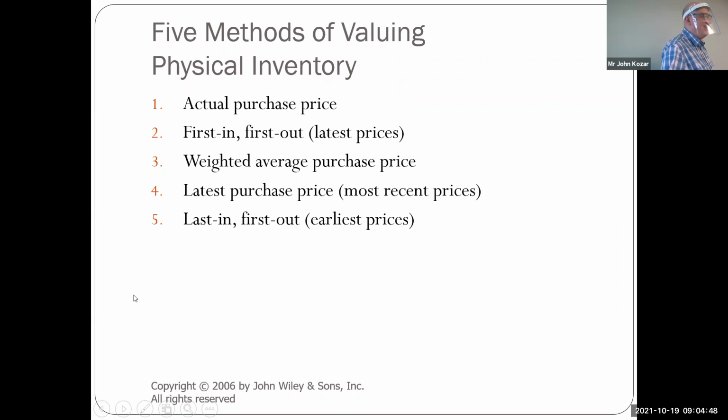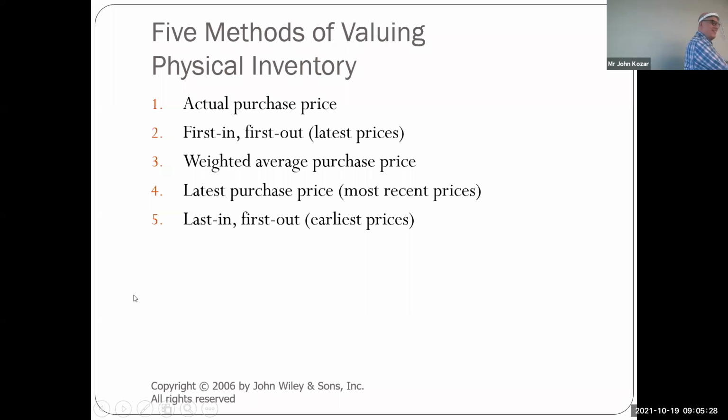Okay. There are 5 methods of valuing your physical inventory. That's assigning a dollar amount to your inventory. You have to pick one of these ways and stick to it for accounting purposes. Whenever you do your tax returns, if you get audited, the IRS is going to want to know how you assign value to your inventory. And you don't have to know all of these. It's not really going to be a component in the class.